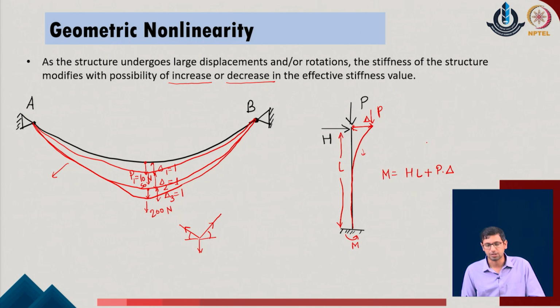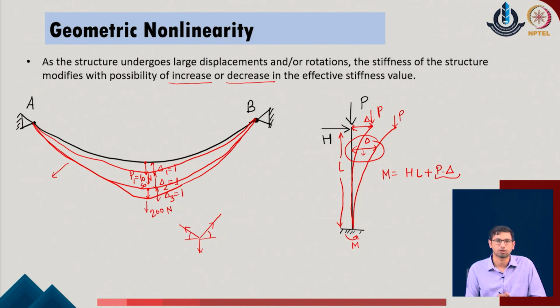So the system will now be subjected to a load which is not only generating the simple moment due to the lateral load, but is also experiencing a moment due to the compressive load which was active on the member. As the system undergoes more and more lateral deformation, this delta will keep on increasing, and subsequently the secondary moment will also keep on increasing.